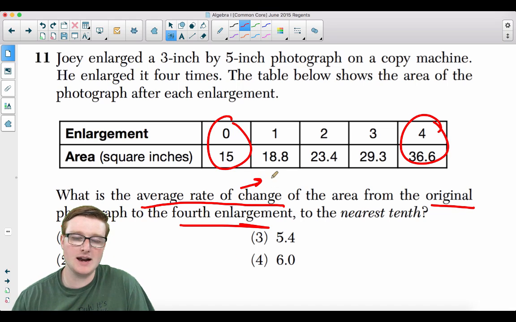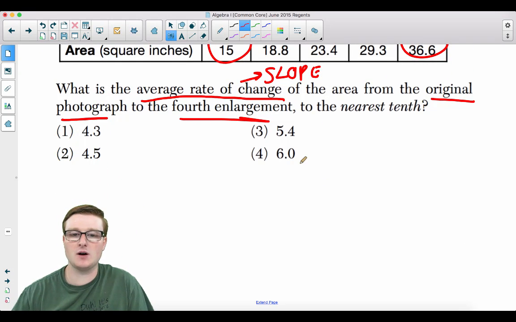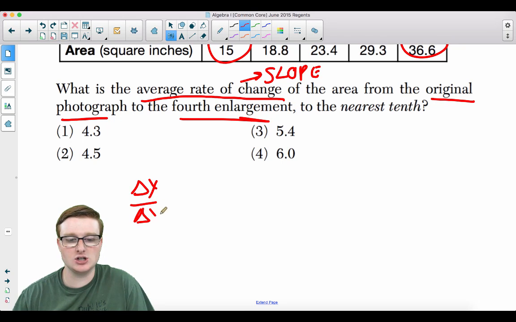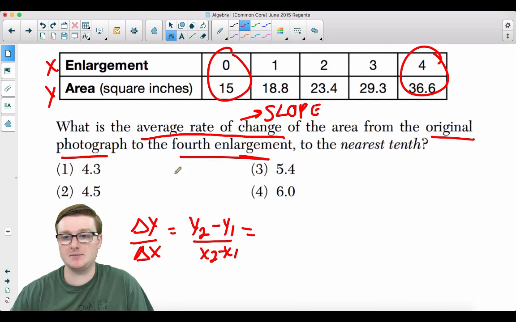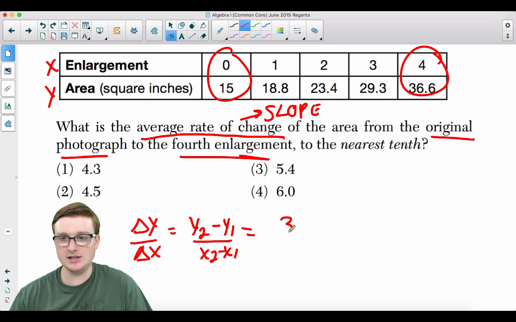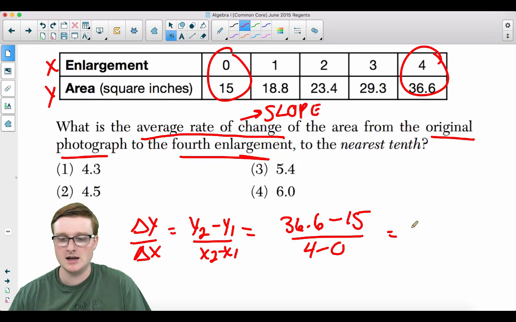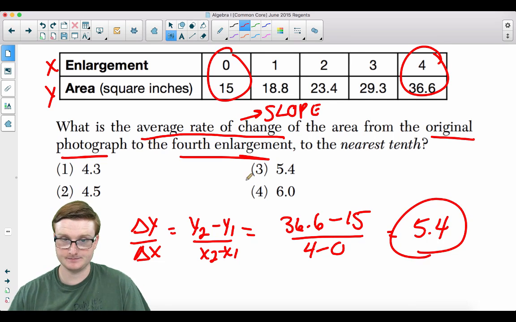I hope that you know by now, and please do, average rate of change means slope. So if they're asking for the slope from the original to the 4th enlargement, it is your change in y over the change in x, which is just the same thing as saying y2 minus y1 over x2 minus x1. So your y values, which are down here, that's your x up here. So we have 36.6 minus 15 all over 4 minus 0. That is going to be approximately 5.4.